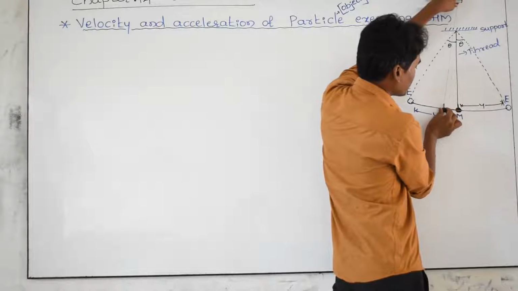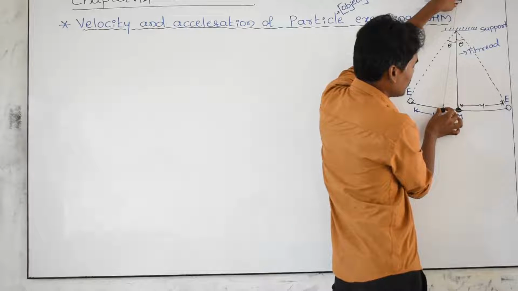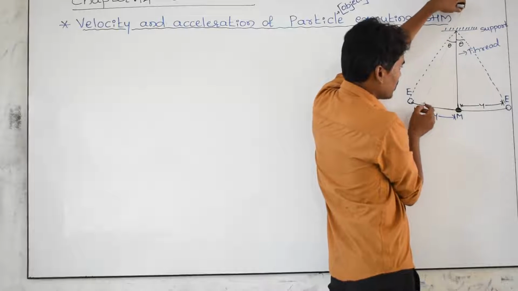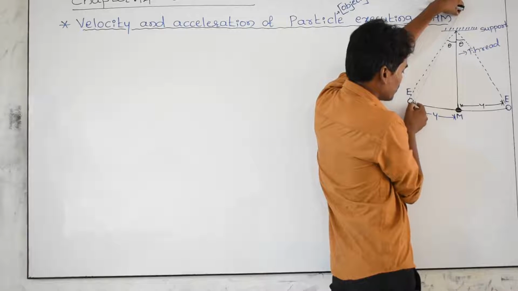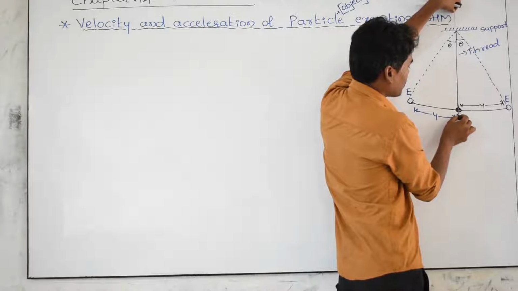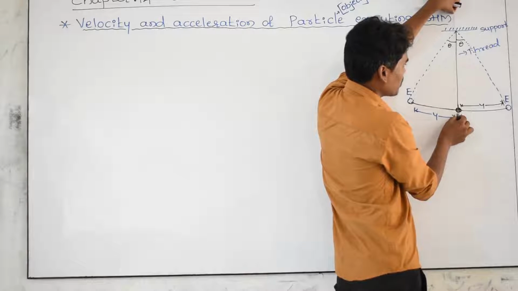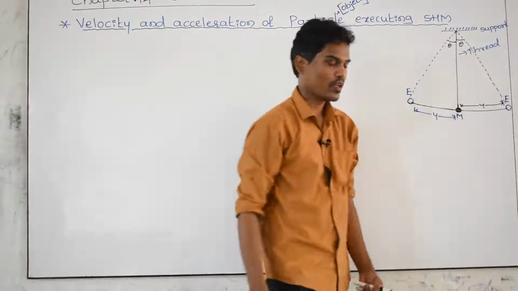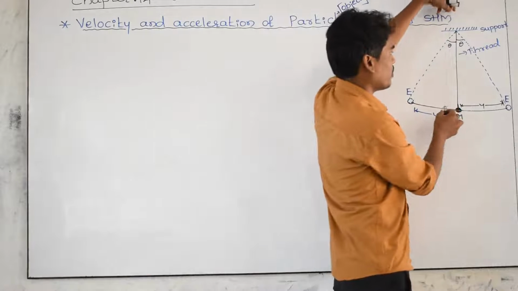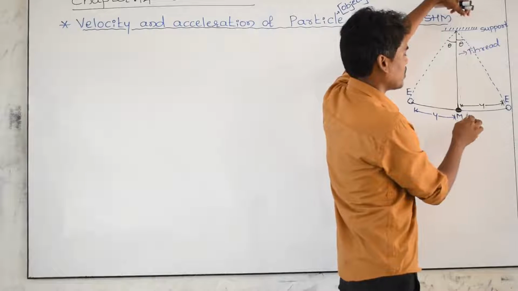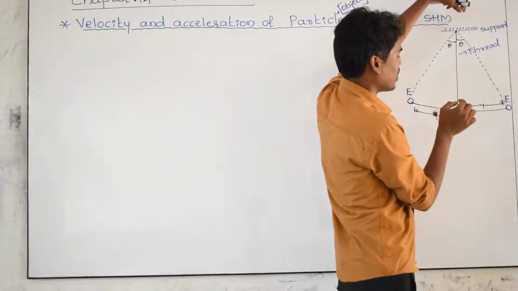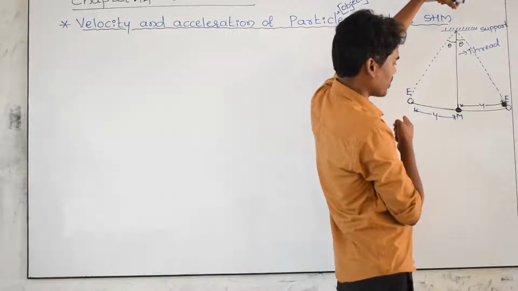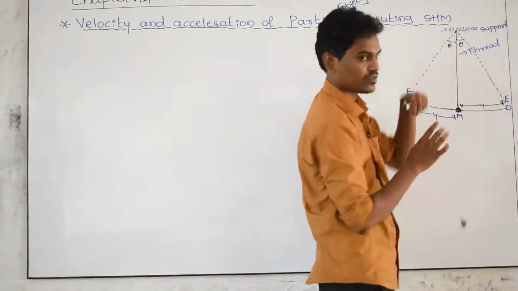If the object is at this point, this is the displacement. If the object is at this point, this is the displacement. And this is the undisplaced position, the original position, and this is the displaced position. The angle between these two is theta. And this is the oscillation of a simple pendulum. I have taken it as an example. This is an extreme point, this is also an extreme point, this is the mean point.